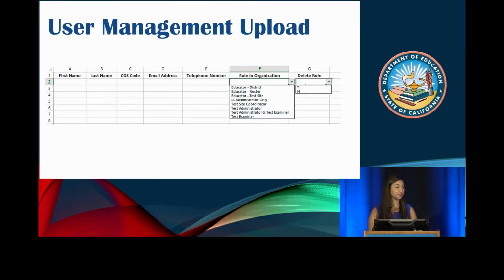Updates have also been made to the user management upload process. As previously mentioned, multiple roles can now be associated with a single user ID to one or more organizations. The delete role value has been removed from the role and organization drop-down list, and column G has been added to specify if the selected role must be deleted from the system. Multiple add and delete actions can be performed for the same user ID using the same upload template. And finally, one or more roles can be associated to one or more organizations in the single template.